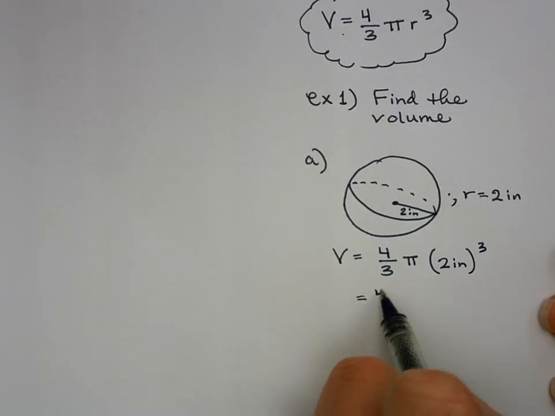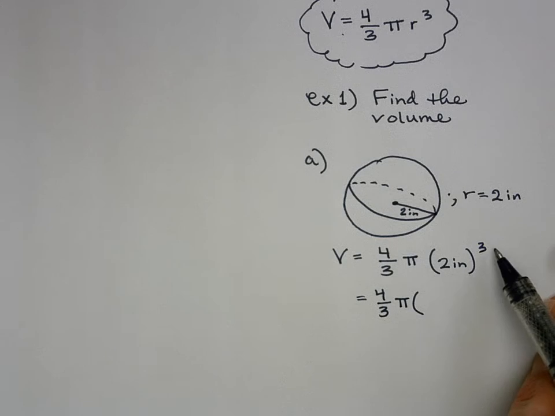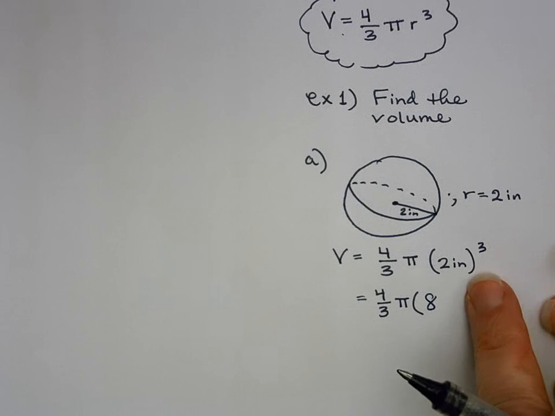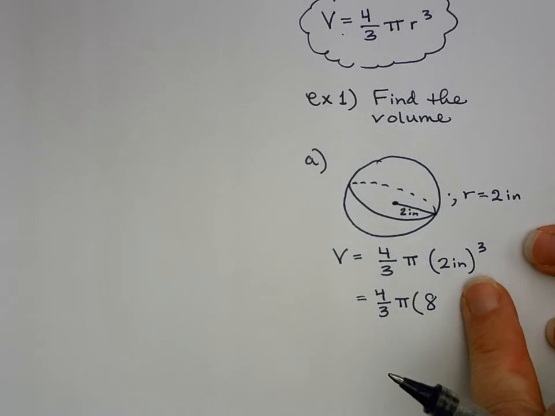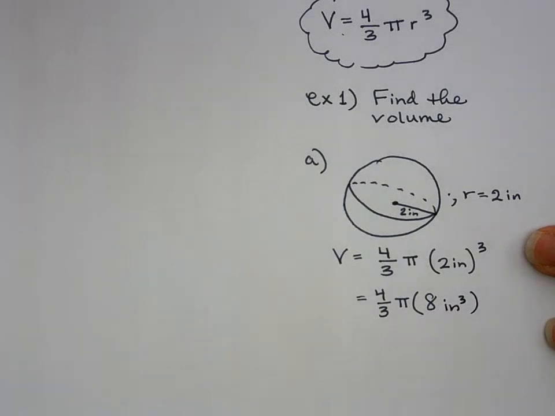So that would give me 4/3 pi, and then 2 to the third is 2 times 2 times 2, which is 8. And then the units are also raised to the third power. So instead of just inches, it now becomes cubic inches or inches to the third. Okay, so I can write it like that. And that just means I have a three-dimensional value, which all volumes would be.